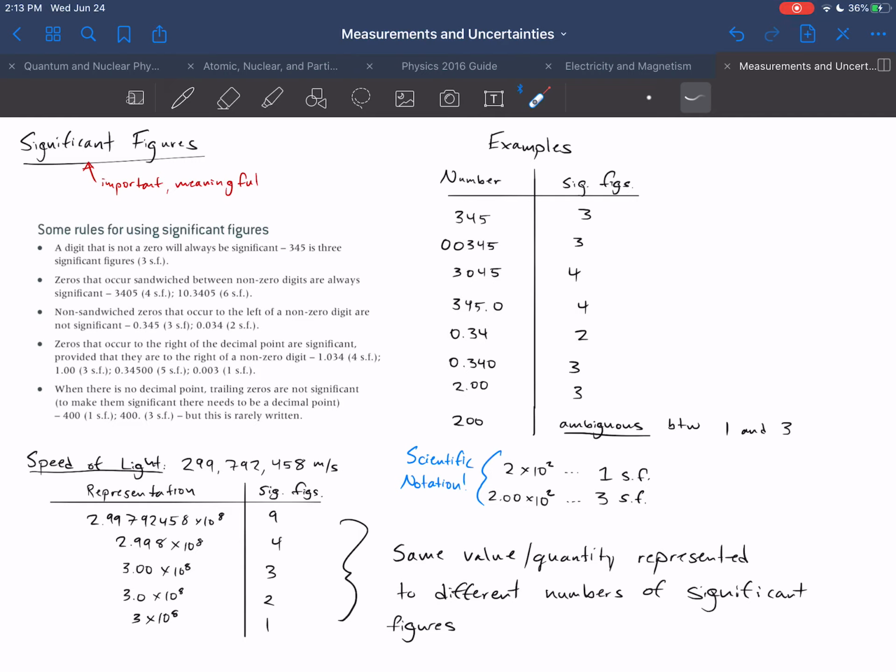So those were the basics of significant figures. In the next video, I'm going to return to this topic, and we're going to talk about some of the most challenging cases of significant figures and significant digits.